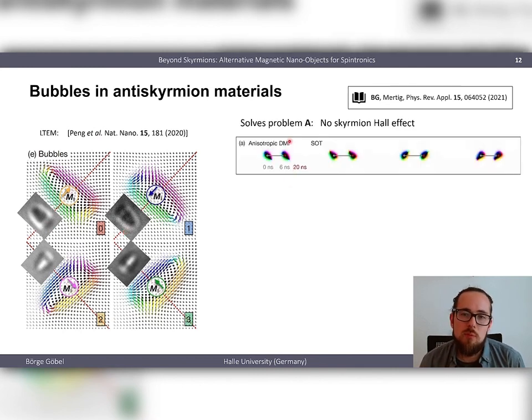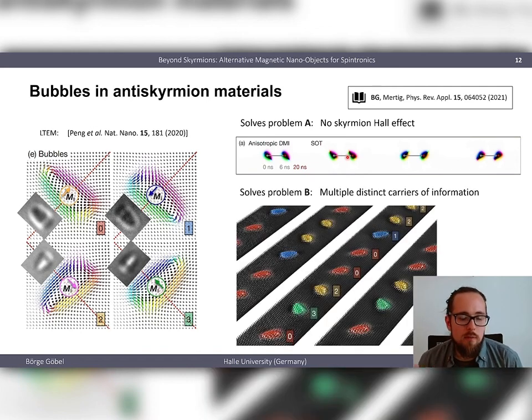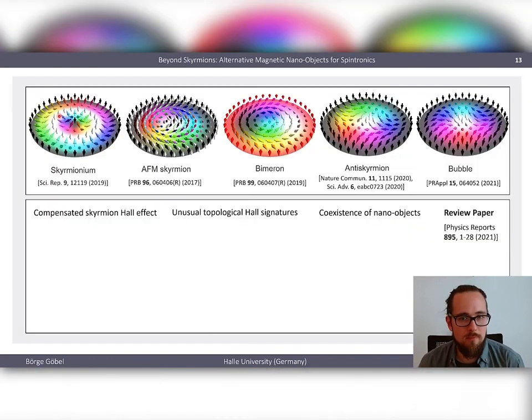So this solves problem A, of course, because they have a trivial topological charge. They move without the Skyrmion Hall effect. So this is just like for the antiferromagnetic skyrmion, for example. And since we have several distinct objects, we can propose such a new type of racetrack storage device, which is again less susceptible to diffusion and repulsive interactions. So it could be very interesting to search and investigate more on these bubbles here.